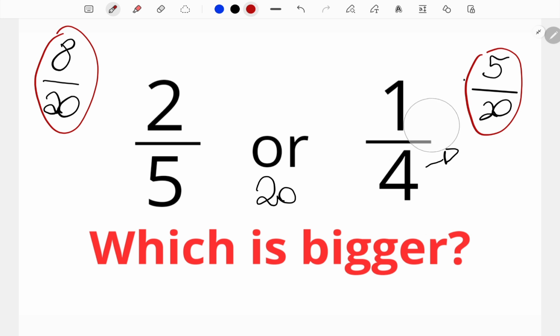We have 8/20 and 5/20. Since 8 is greater than 5, we can conclude that 2/5 is greater than 1/4. This is the meticulous way to compare fractions. It is a detailed and careful process, but it is the best way to ensure our comparison is correct.